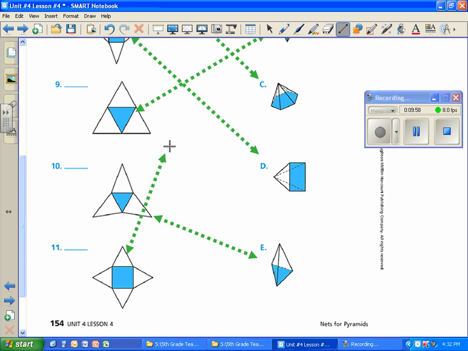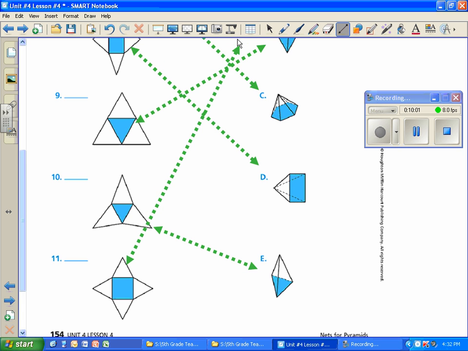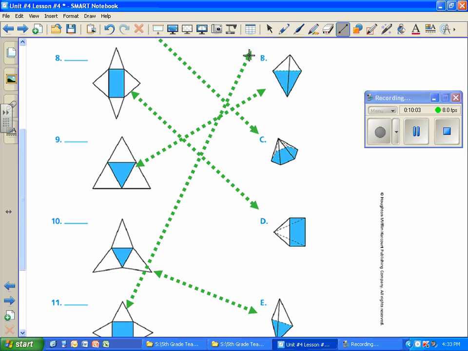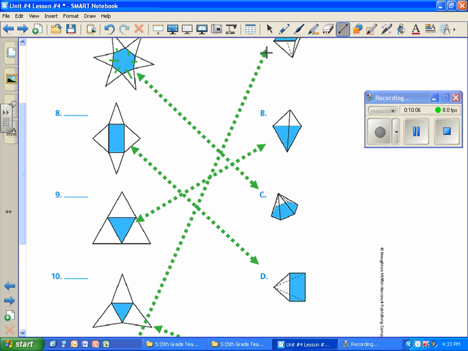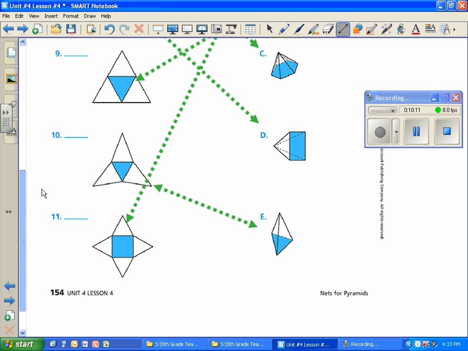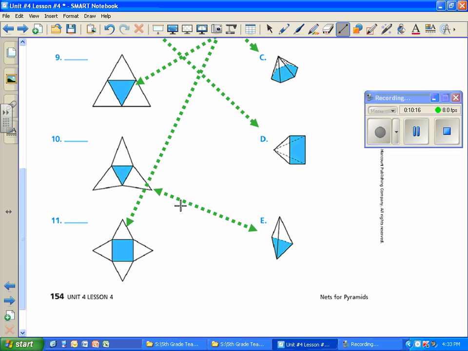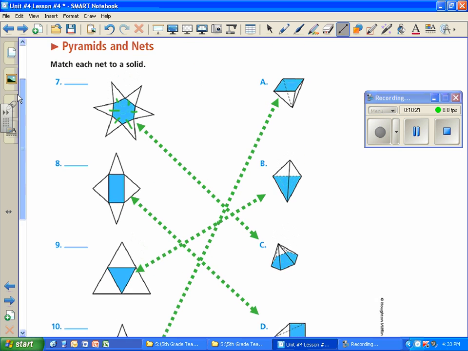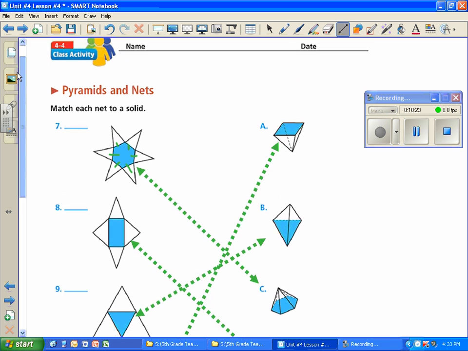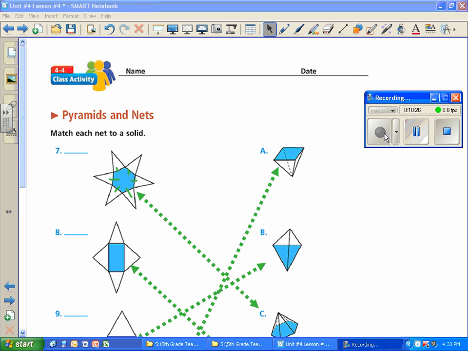So letter A is number 11, letter E is number 10, and so on. That concludes lesson 4. Tomorrow in class we will actually work on the homework, remembering for 4-4.